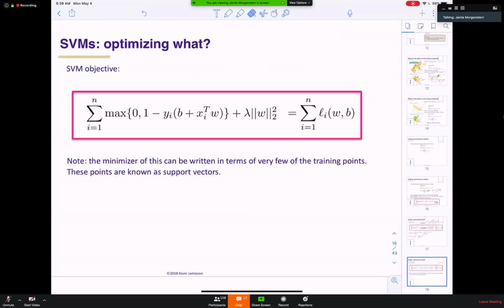Okay, so as I mentioned before, and this is one of the really elegant things about support vector machines, the minimizer of this objective function can be written in terms of a very small number of training points, and these points are known as support vectors. So this really brings out the fact that the support vectors are exactly the points for which the margin constraint is violated, and those are the ones that actually define the optimization that we're looking at here for SVMs.